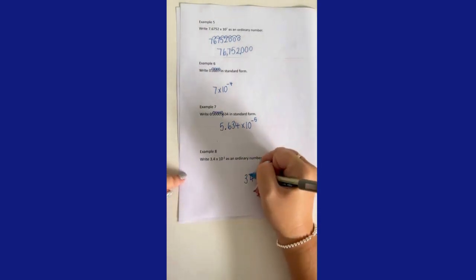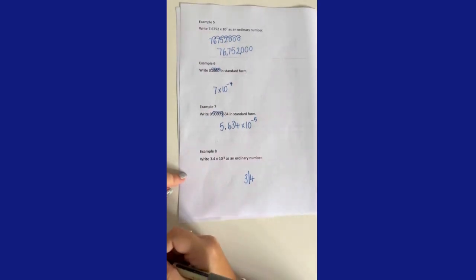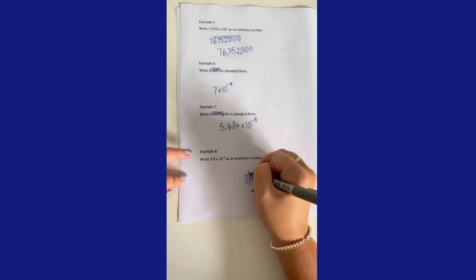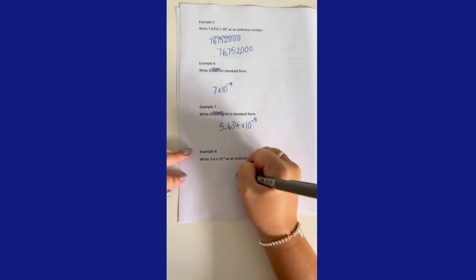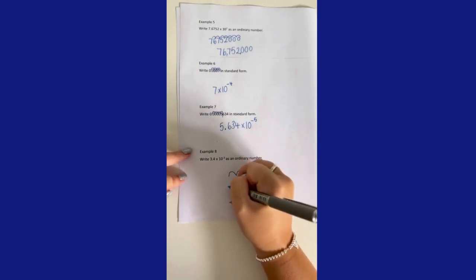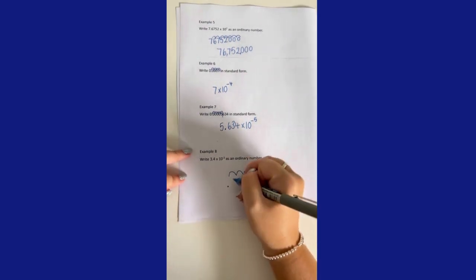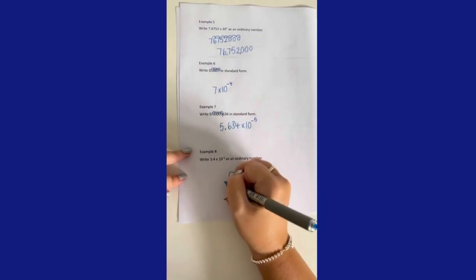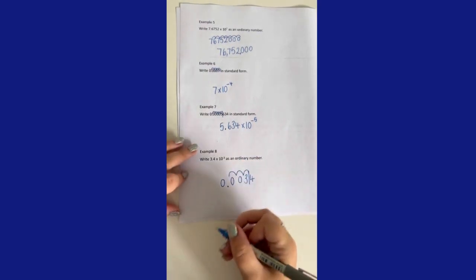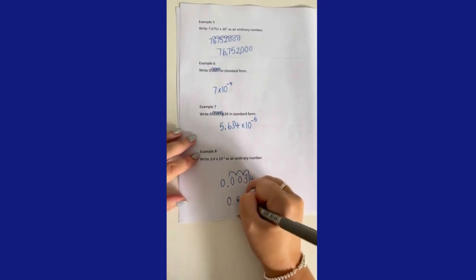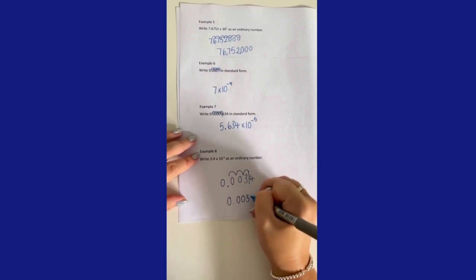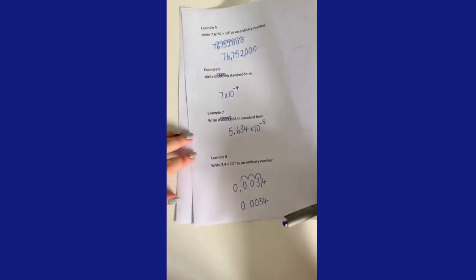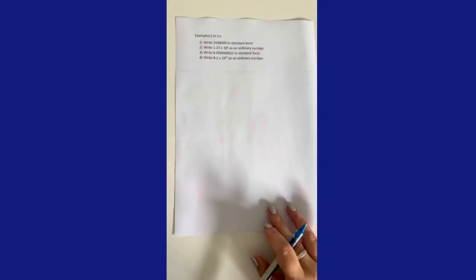Now my decimal was here originally, so what I'm going to do is count back 3 jumps from this point. So 1, 2, 3. My decimal is then going to go here, and all I'm going to do is replace these with zeros. And because I've got my decimal there, we like to just put a 0 in front as well. So my number is 0.0034.